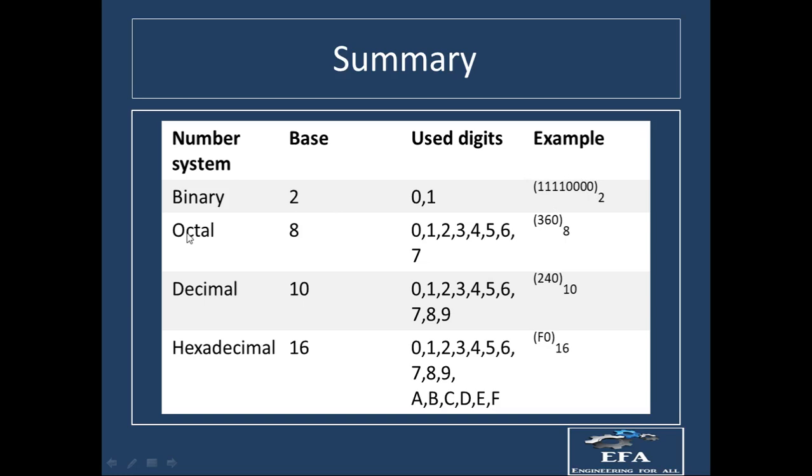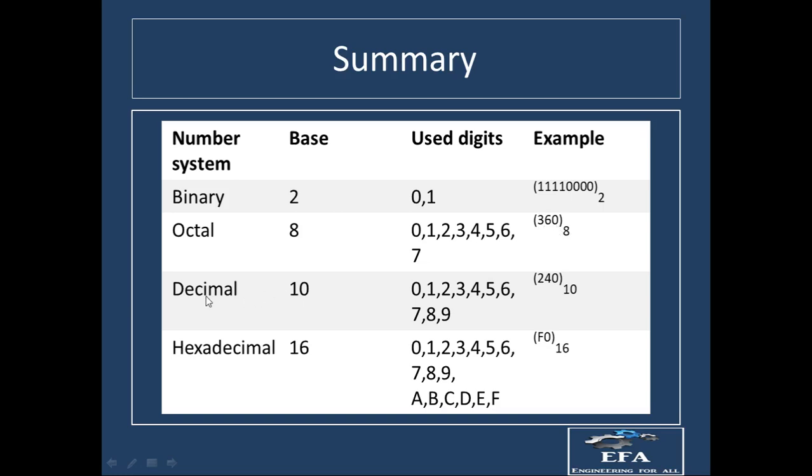Now when we talk about the octal system, we are having base equal to 8, right? So when we talk about this octal number system, the range will be from 0 to 7. Therefore we will be having 0, 1, 2, 3, 4, 5, 6 and 7. You can see over here in the example we are having 360 with a base 8, and none of the digits in this number are more than 7.